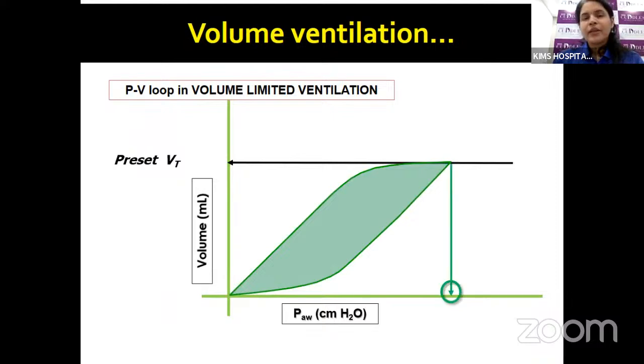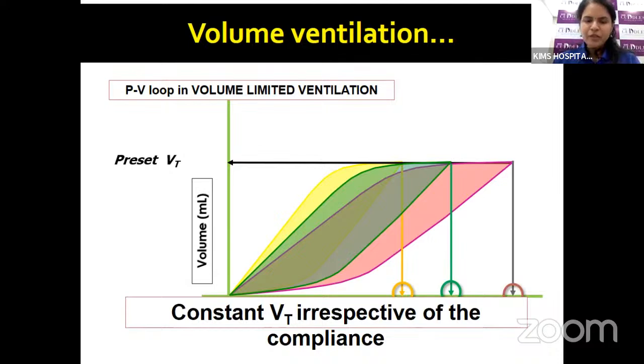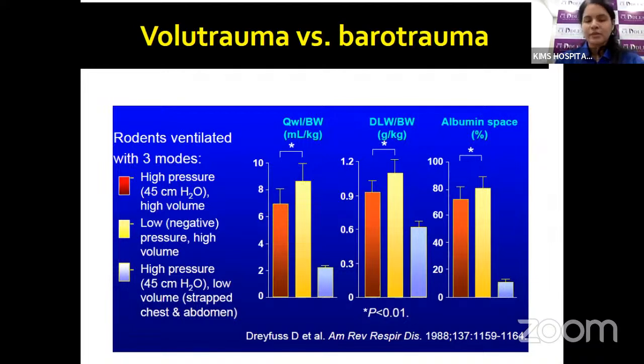In contrast, when we limit or control the tidal volume in each breath, we fix that X ml of volume is what we are targeting to deliver in every breath. And based on the compliance, the baby may require either a lower PIP or a higher PIP in order to achieve the same tidal volume. So this is how the PV loop is going to look in volume limited ventilation, where tidal volume is constant. And what changes is the peak pressure that is required for generating the tidal volume. So we achieve constant tidal volume irrespective of changes in compliance.